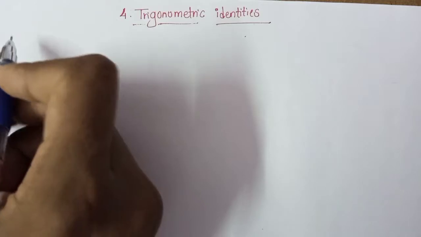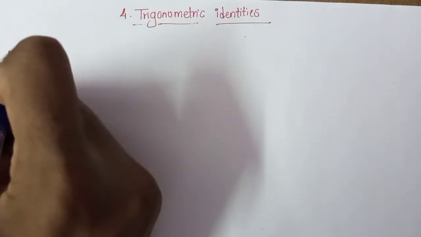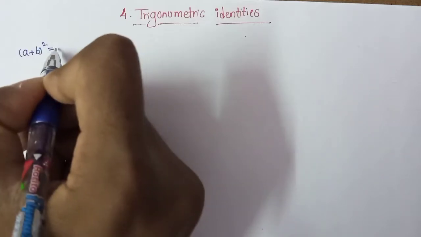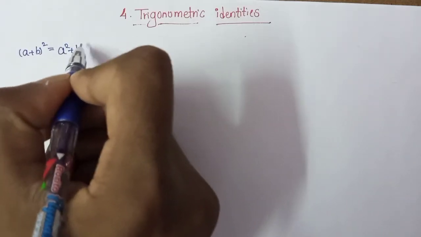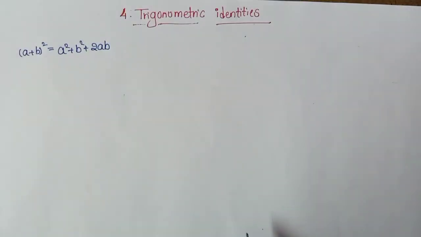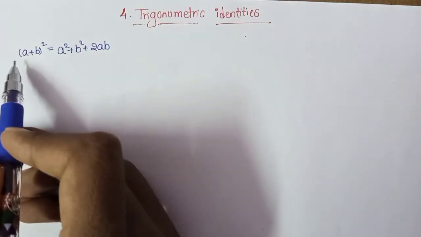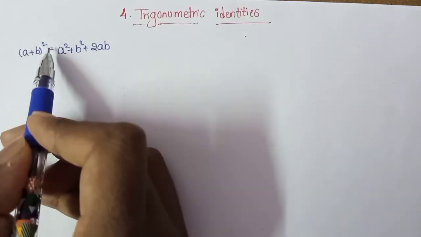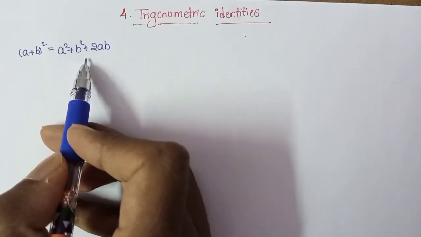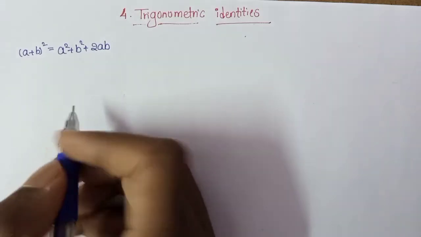The basic example of an identity is, let us take (a + b) whole square is equal to a square plus b square plus 2ab. This is one identity. Why can we call this an identity? This is a general equation. This equation is true for all values of a and b.